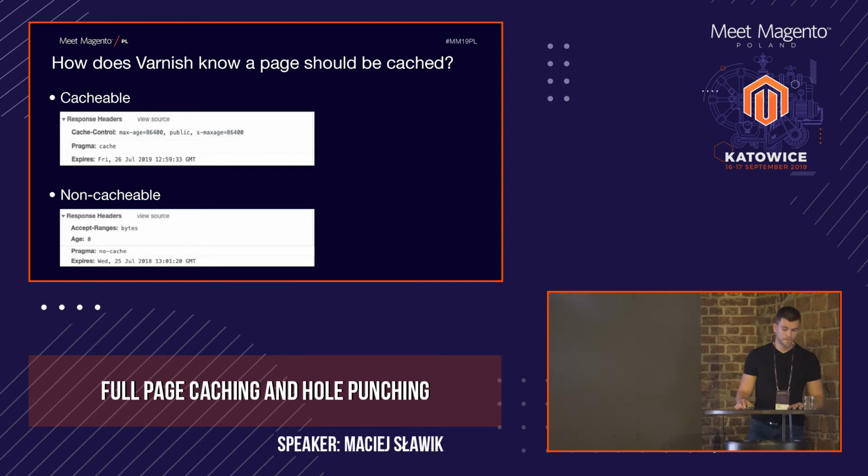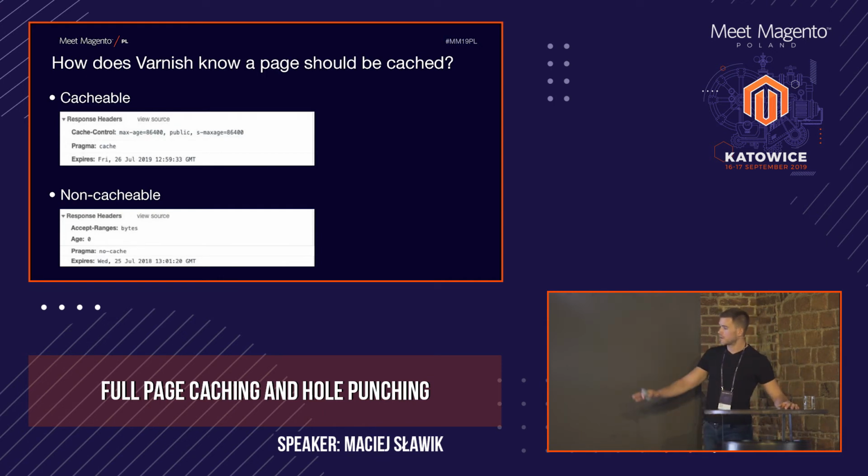How does Varnish determine if a page should be cached? In the first snippet, there are the response headers that are sent from the application server to tell Varnish that a page should be cached. The application server also tells Varnish when the page should expire and when the page should not be cached. The expires date is set to 1 year before.